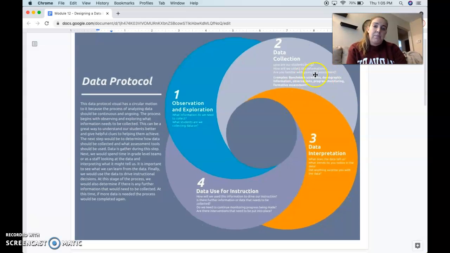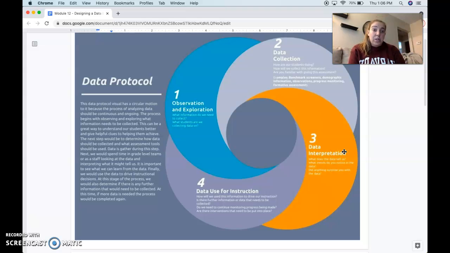I gave some examples of what different types of data might be collected. This could be demographic data. This could be used in the classroom for student learning data, just any sort of data collection that needs to happen. Step 3 is the data interpretation.